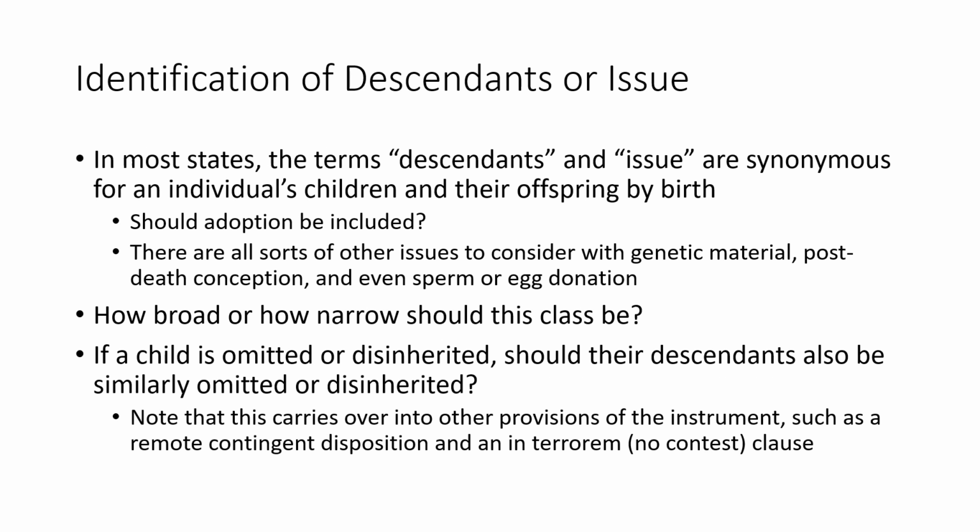And finally, if a child is omitted or disinherited, should their descendants also be similarly omitted or disinherited? It might be a good idea just because the omitted child could steal from them down the road, but it may not be a good idea depending on if you have a good relationship with them and you want to provide for them. And it's important to note that all these provisions, but especially this omission or disinheritance piece, can carry over into other provisions of the will or trust instrument, things like the remote contingent disposition clause that might refer to descendants by state law, and you may want to make sure that omitted children or omitted descendants are omitted there as well.